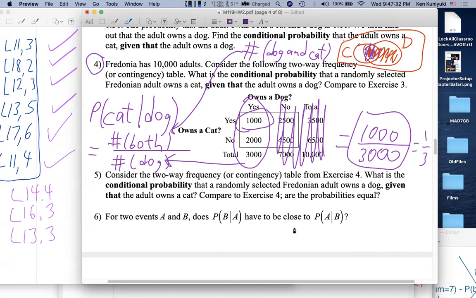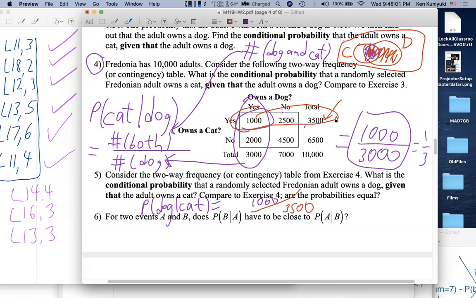Can you say that only the numerator has to stay the same? Right, because in both cases, let's go ahead and do 5. What's the probability of dog owner given cat owner? 1,000 over 3,500. Correct. So the numerator is the same because it's that upper left cell, but this time we want this row, and we want the 3,500 over here on the bottom. So that's why these probabilities can be different, because even though we have the same numerators, the denominators could be very different. So in 4, it was 1,000 over 3,000. In 5, it's 1,000 over 3,500. Actually, they are kind of close, but they didn't have to be, right? What if this were like 7,000?